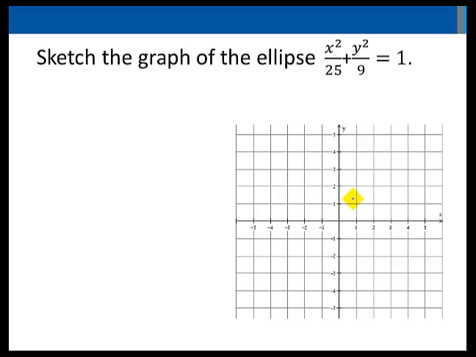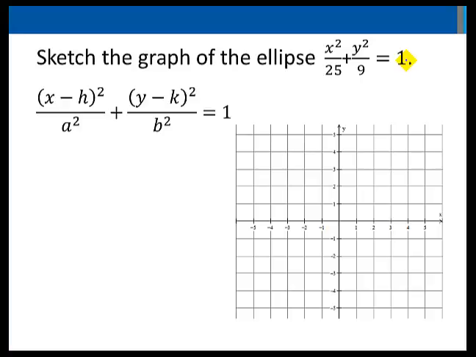Let's look at an example. Sketch the graph of the ellipse x squared over 25 plus y squared over 9 equals 1. We'll start by looking again at the equation. And I note that (x minus h) squared being equal to x squared tells me that I will have an h value of 0. (y minus k) squared being equal to y squared, I will have a k value of 0. So my center here will be at (0, 0).